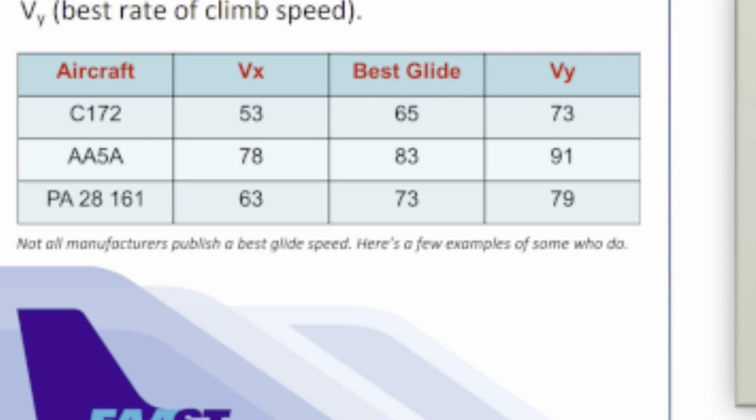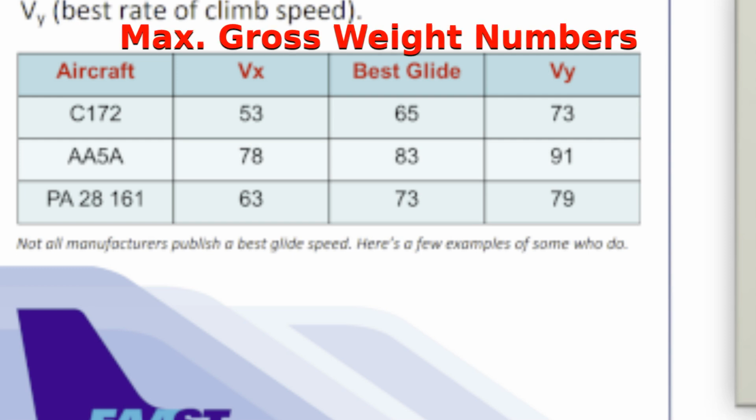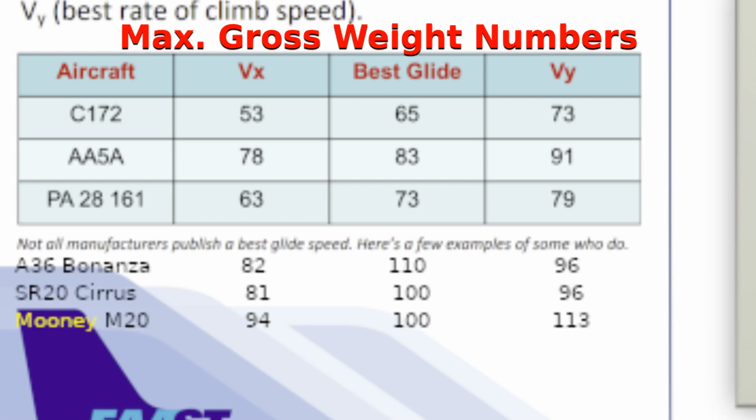Here is a FAA publication showing 3 common GA aircraft's VX, best glide, and VY speeds. Pause the video to have a closer look. Now, here are 3 more common higher performance GA aircraft added to the list. Note that the best glide speed is closer to VY, or slightly faster, meaning a lower angle of attack than VY.